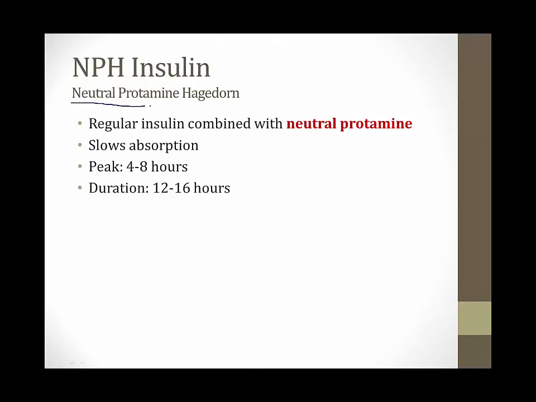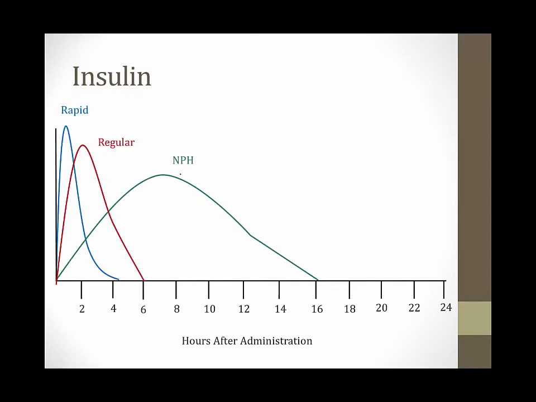NPH stands for neutral protamine Hagedorn. This is regular insulin combined with neutral protamine. That's how it gets its name. By combining regular insulin with neutral protamine, this slows absorption and it gives it a peak onset of about 4 to 8 hours and a duration of action of about 12 to 16 hours. This graph depicts the activity of NPH compared to regular and rapid. You can see that its onset of action is slower and its duration of action is much longer.